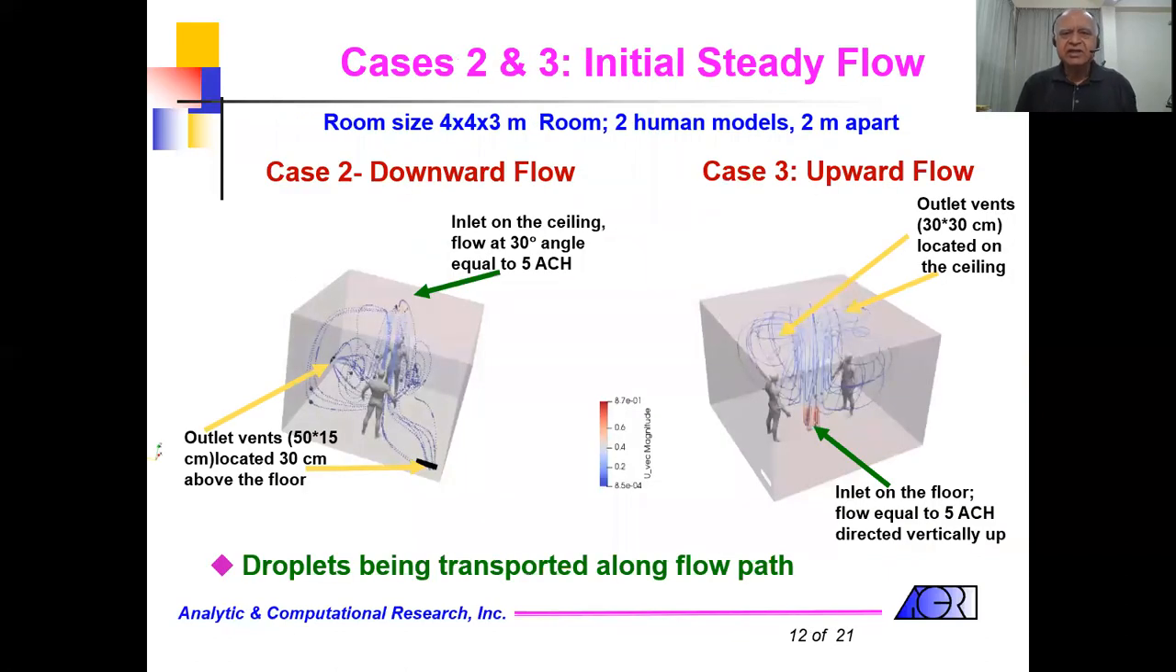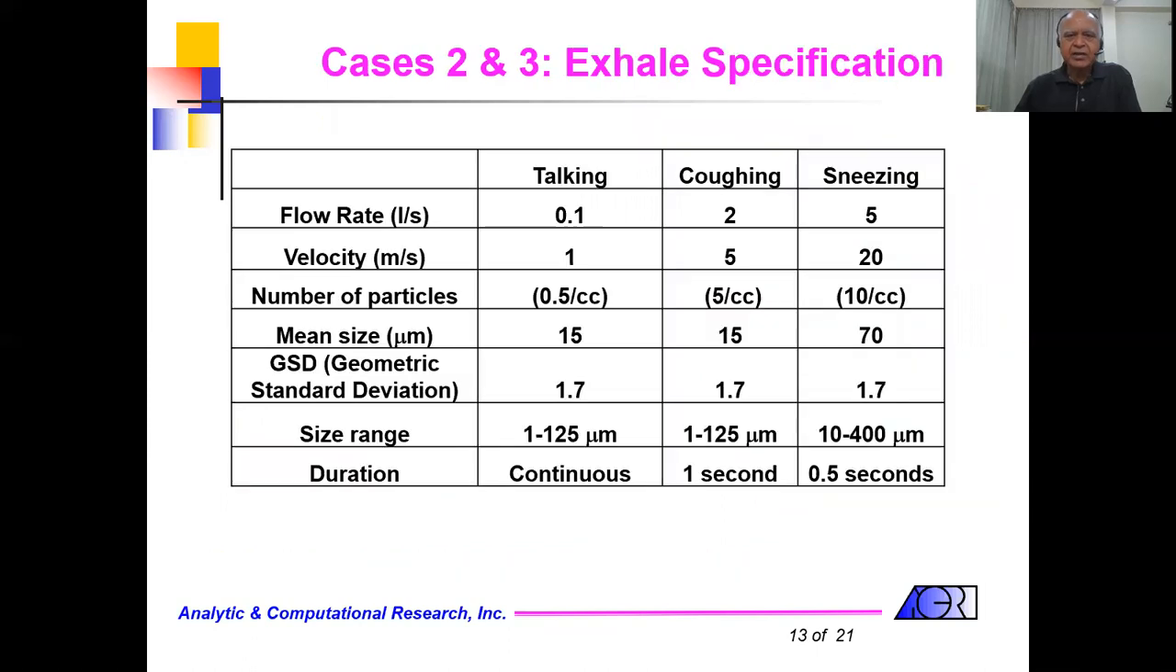Now let's consider cases 2 and 3, where there is a downward flow from the ceiling or an upward flow from the floor. In both cases, there are 2 outlets. In the first case, they are near the floor. In the second case, they are opposite, near the outlet, and the particulars are given here. So here, the droplets are transported along the flow path, just showing the standard situation. Now let's consider sudden exhale specification for talking, coughing, and sneezing, which I'm not going to go into.